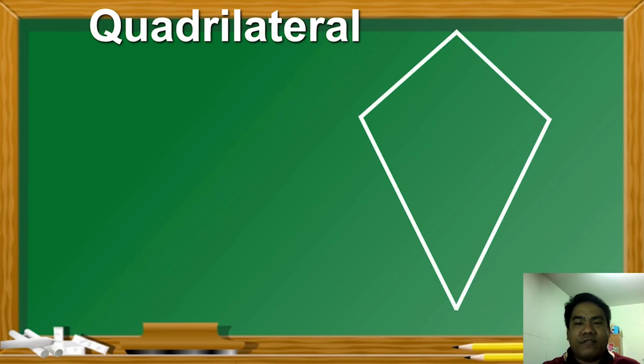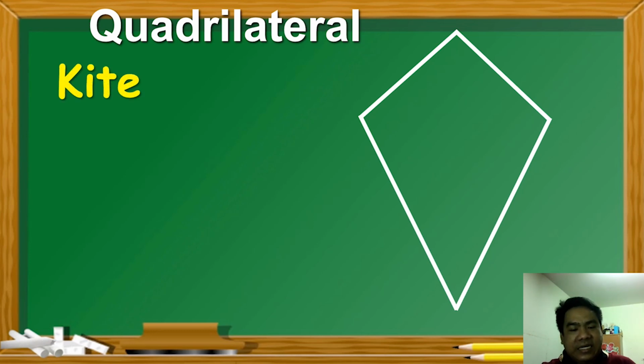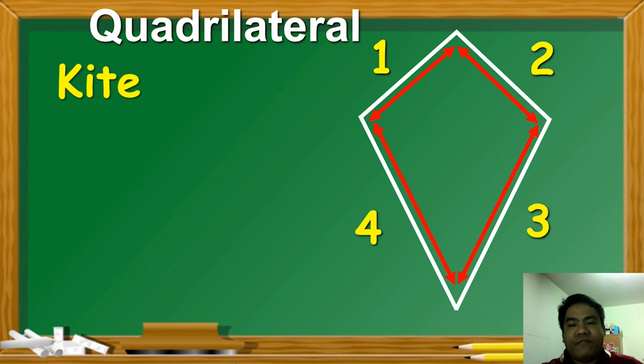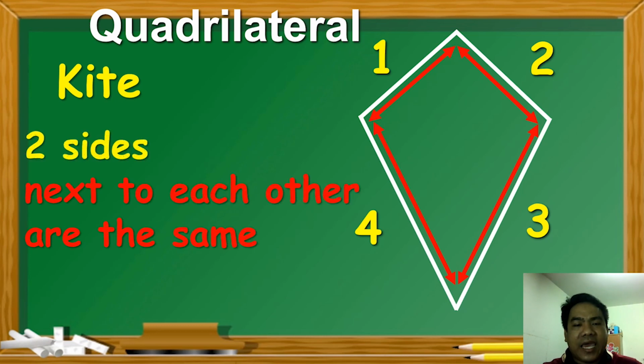Okay, next we have, what is this? This is a kite. Okay, this is a kite. Now, a kite has 4 sides. 1, 2, 3, 4. It is a quadrilateral because it has 4 sides. And the 2 sides next to each other are the same.